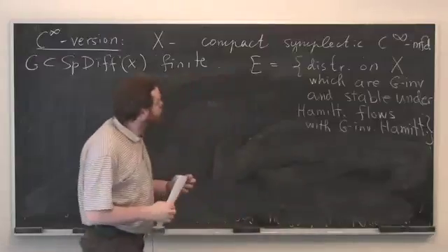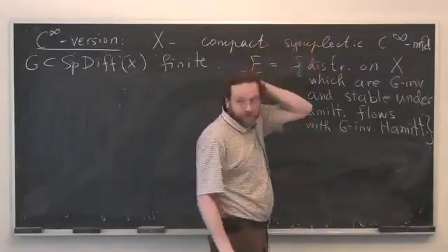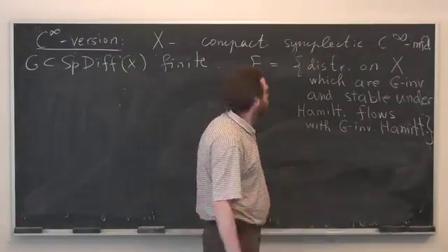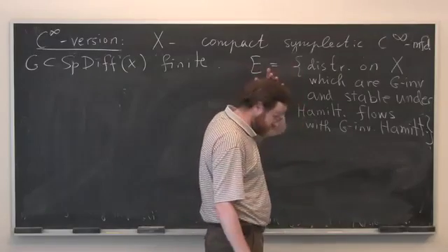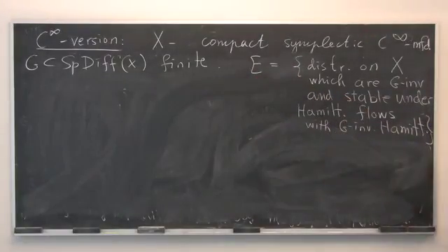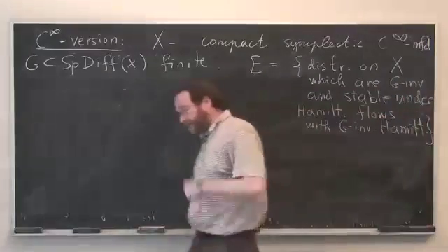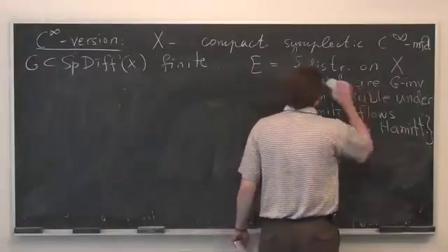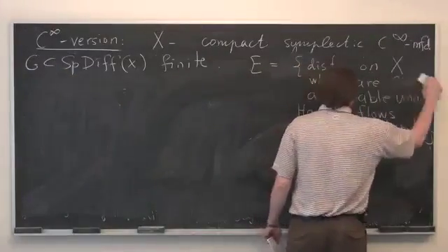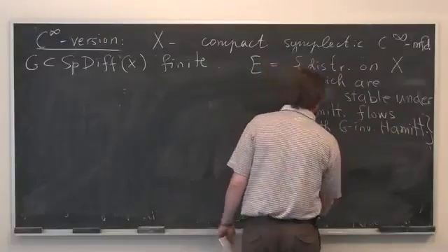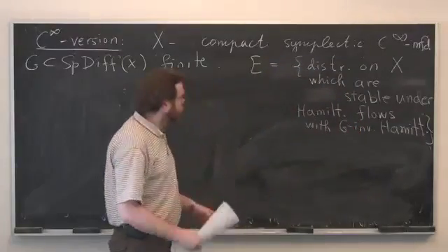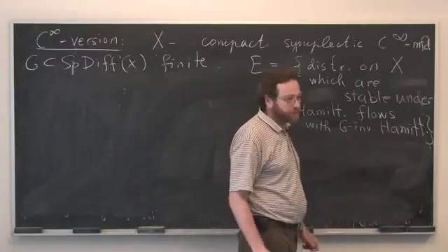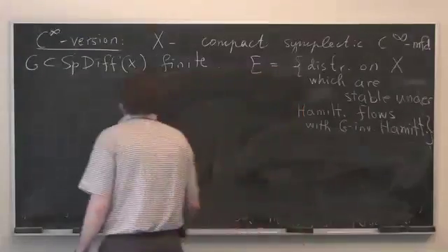So I look at distributions on X, generalized functions on X, or generalized measures, which means distributions on the space of C infinity functions, which are, first of all, G invariant, and secondly, stable. Actually you don't even need G invariant. It's enough to say they are stable under Hamiltonian flows with respect to G invariant Hamiltonians. Then E is finite dimensional.